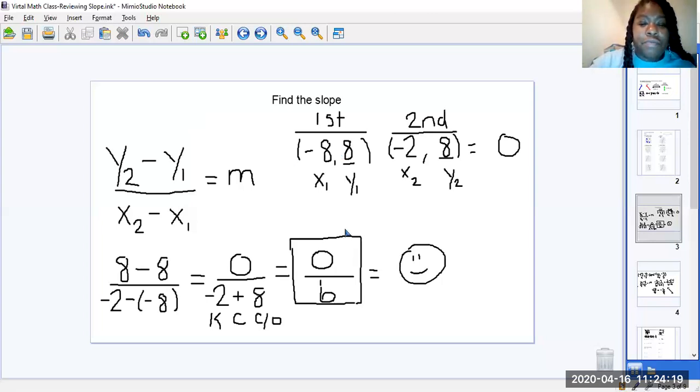Okay, so I have a fraction, and fractions are nothing more than division problems. So because this is nothing more than a division problem, 0 divided by 6 gives me 0, and I made a smiley face because it proved my point that my slope is 0.